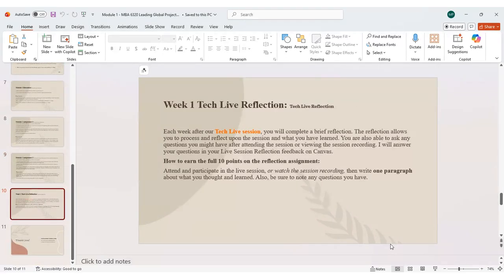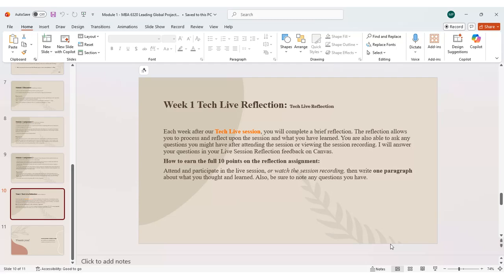And lastly, Tech Live reflection. So again, each week after Tech Live, you'll complete a brief reflection. The reflection allows you to process, reflect upon the session and what you've learned. You're also able to ask any questions you might have after attending the session or viewing a session recording. And I'll answer your questions either live or provide feedback via Canvas in your emails. So again, they're worth 10 points for each reflection assignment.